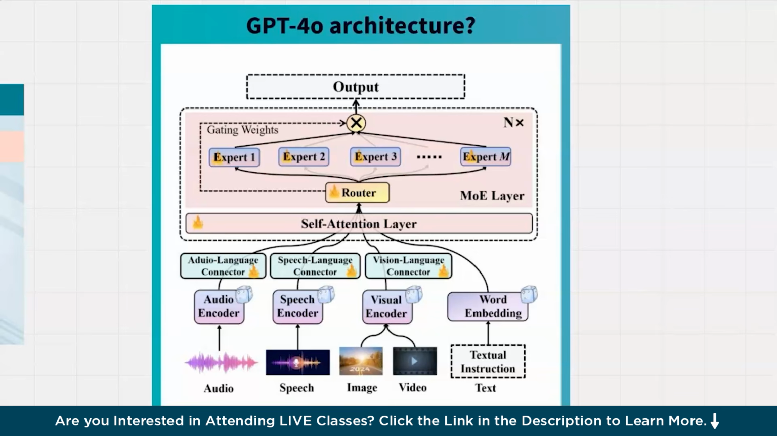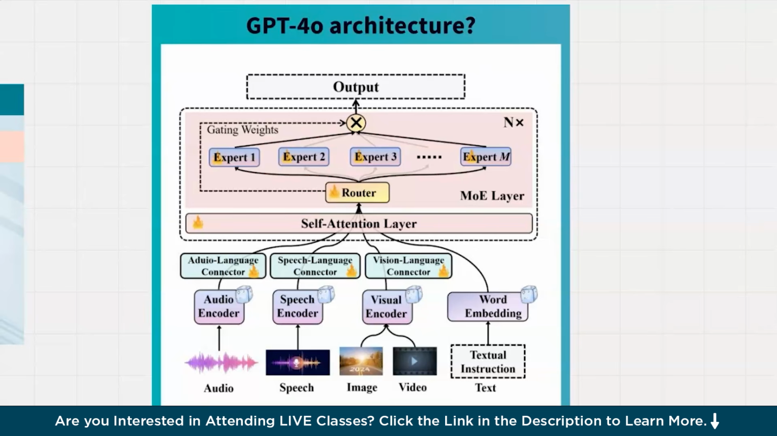The first one that we have here is multimodal input processing. At the bottom of the diagram, we can see different input types which are processed through specialized encoders. First of all, there is an audio encoder, which handles raw audio data. Then you have a speech encoder, which processes spoken language for transcription or conversation. Then we have a visual encoder, which interprets image and video inputs. Then we have word embeddings, which handle textual instructions. It encodes textual data into a format that the model can understand.